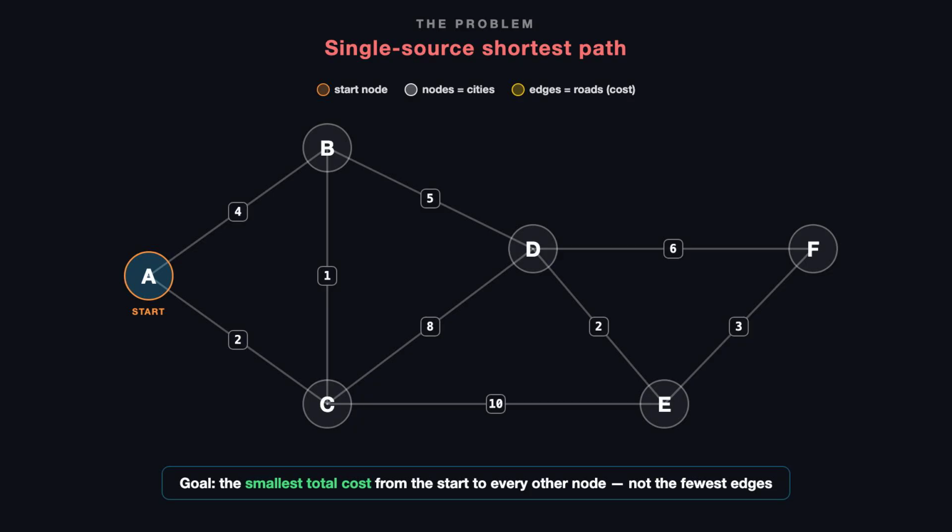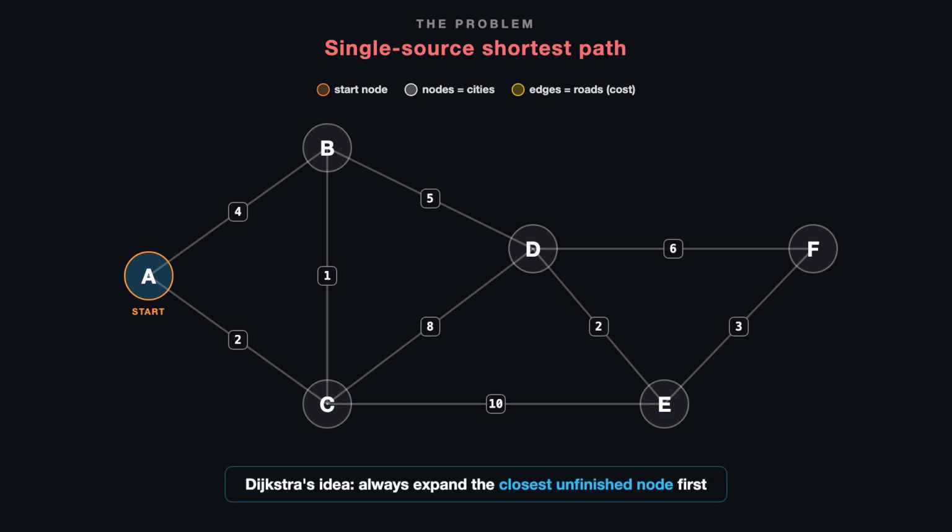The lazy answer is to try every possible route and keep the best. On a real map that is astronomically many paths. Far too slow. Dijkstra finds all of them at once, efficiently, with one simple idea. Always expand the closest unfinished node first.